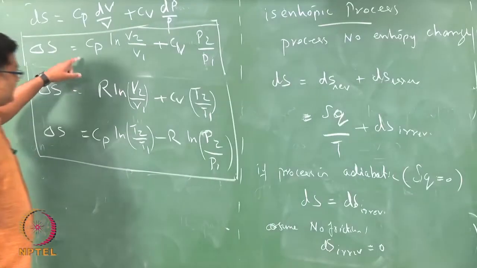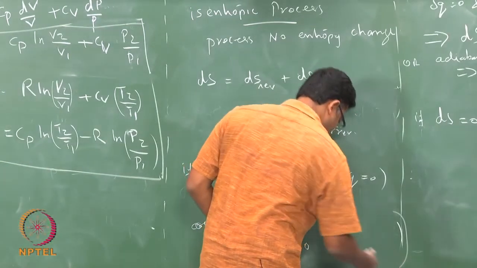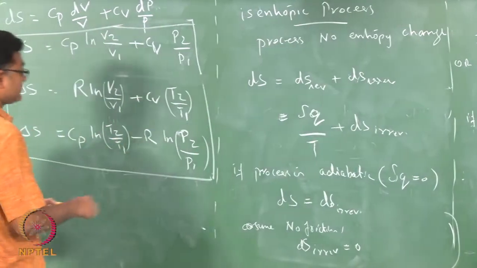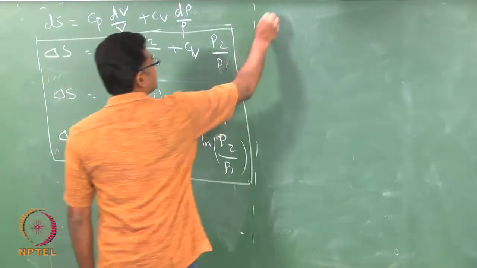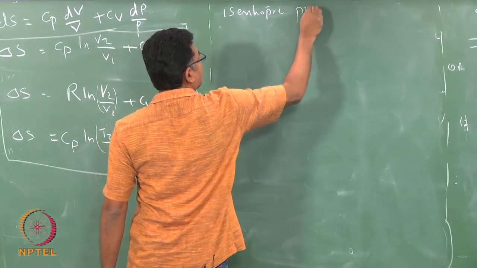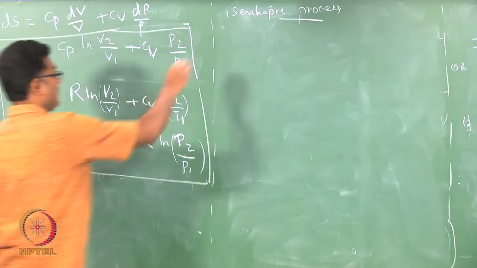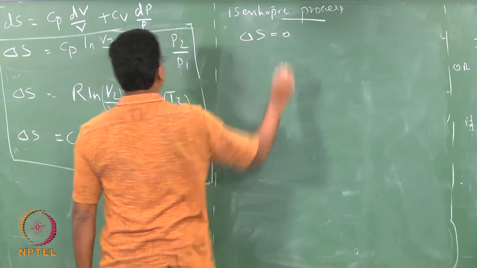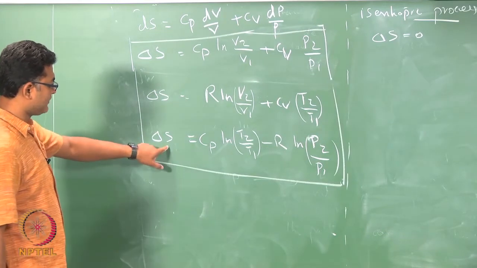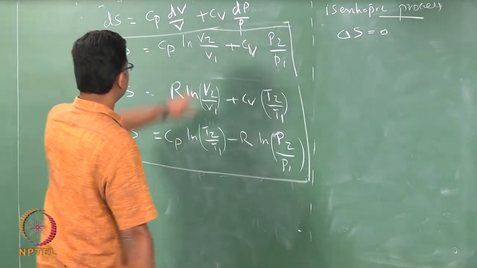Now let us see what these are in terms of that. If the process is isentropic, what will happen to these set of equations? So we are going to discuss the isentropic process where delta S is 0. So, if delta S is 0, let us take the first equation, the one in P and V.